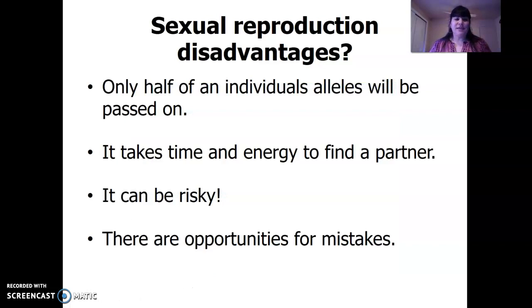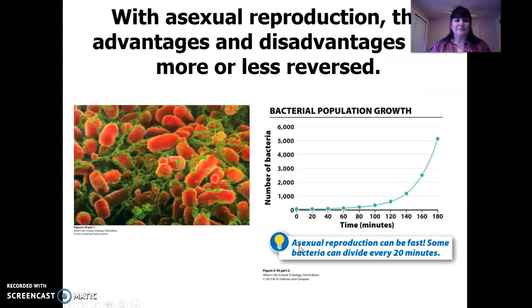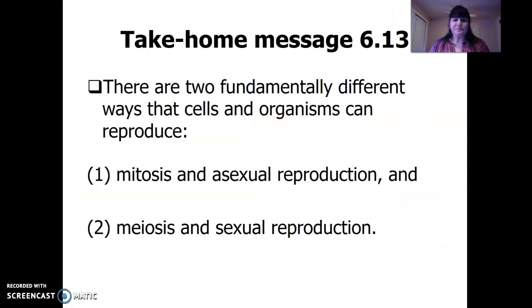Yes. It says only half of the individual's alleles may be passed on. It takes time and energy. It can be risky. There are opportunities for mistakes. Asexual reproduction: the advantages are it's quick and fast. You can make millions of bacteria, but then there isn't that much variation.